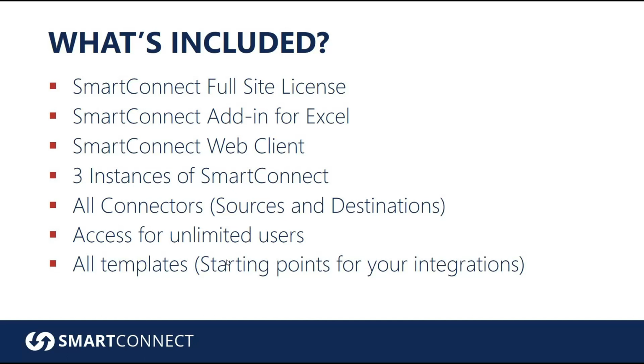You're also getting 3 instances of the tool. Now, a lot of people ask, what does that mean? So if you have 3 different environments, such as development, test, production, you're going to be able to install that and have access to it in all 3 environments. You're going to get all those connectors. So going back to that illustration that I showed you at the very beginning, you're going to get all of those sources and all of those destinations. And then, of course, any templates. So I showed you that monthly journal template. You're getting that. It comes with SmartConnect. Plus, we've got many other templates for you as well.